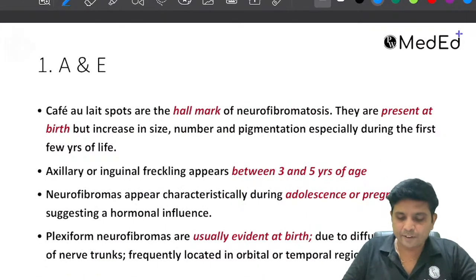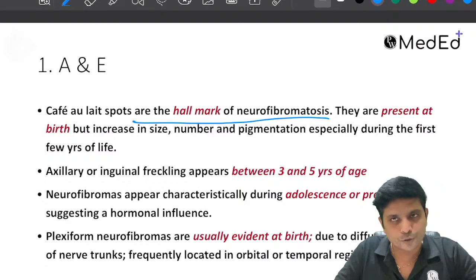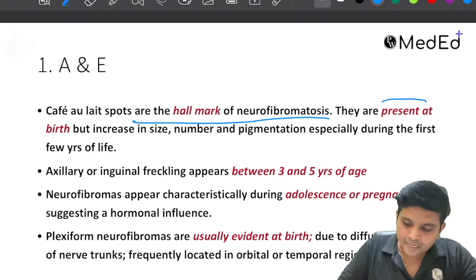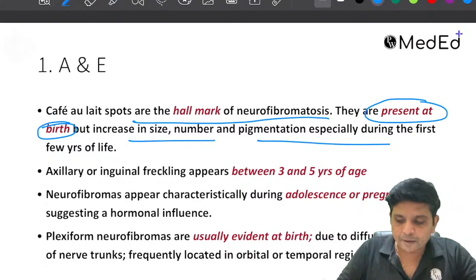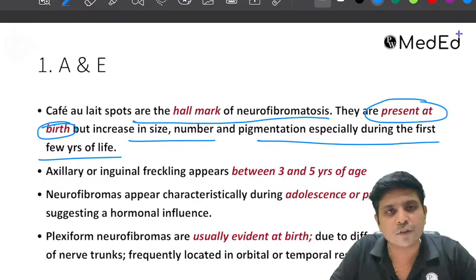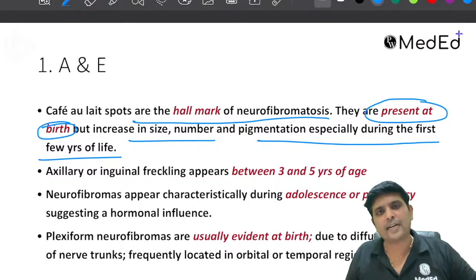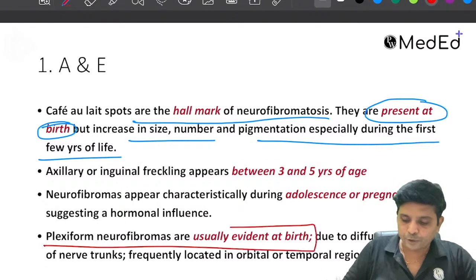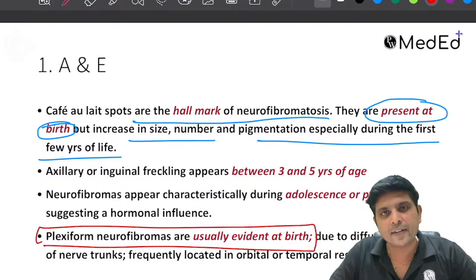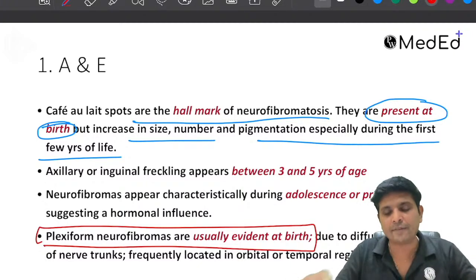So, to explain further, what are café-au-lait spots? Café-au-lait spots are the hallmark of neurofibromatosis. Look here, they are present at birth. I repeat, they are present at birth. They increase in size, number and pigmentation, especially during the first few years of life. I repeat, among all the mentioned points, café-au-lait spots are present since birth, along with plexiform neurofibroma, which is usually evident at birth. So among all lesions, plexiform neurofibroma and café-au-lait spots are present even from birth.